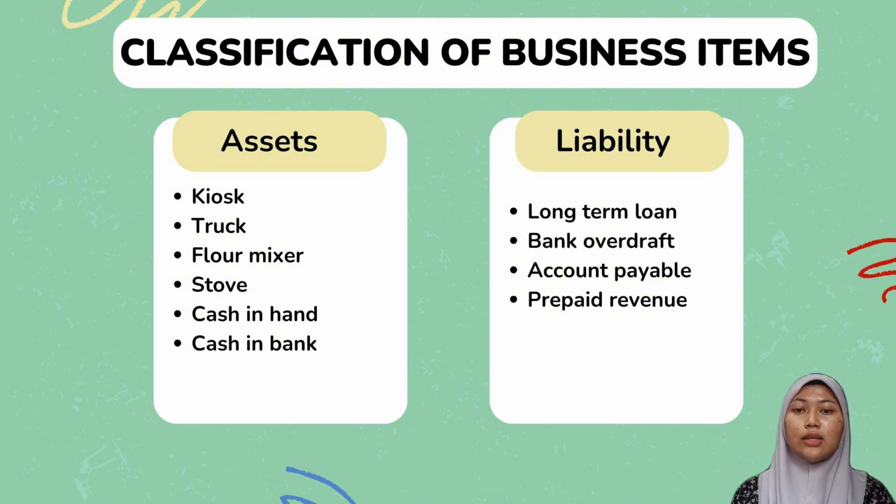Next one is non-current liabilities. Non-current liabilities are amounts owed by the business owner that are due in more than a year. For example, A Boom takes a long-term loan from the bank.